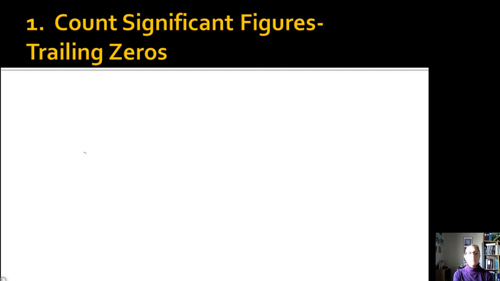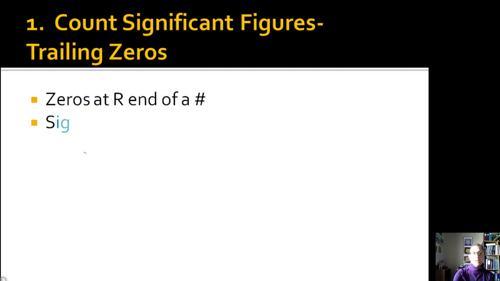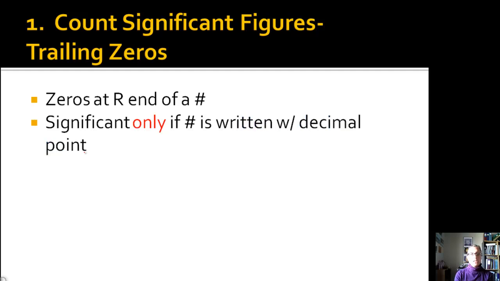Okay, our third type of zero are trailing zeros. If you're trailing, you're at the end. And so these are zeros that are at the end of a number. Okay, these will only count in certain situations. If there is a decimal point, then these zeros would count as being significant. If there's no decimal point in the number, they do not count.